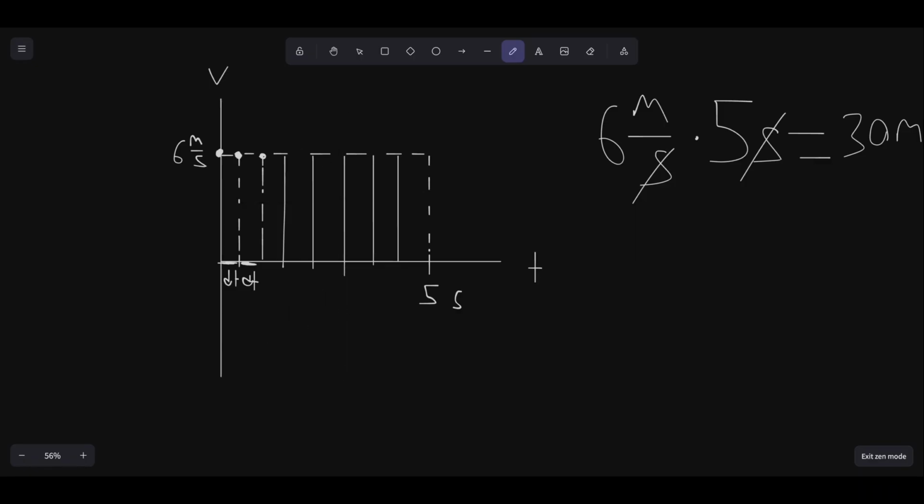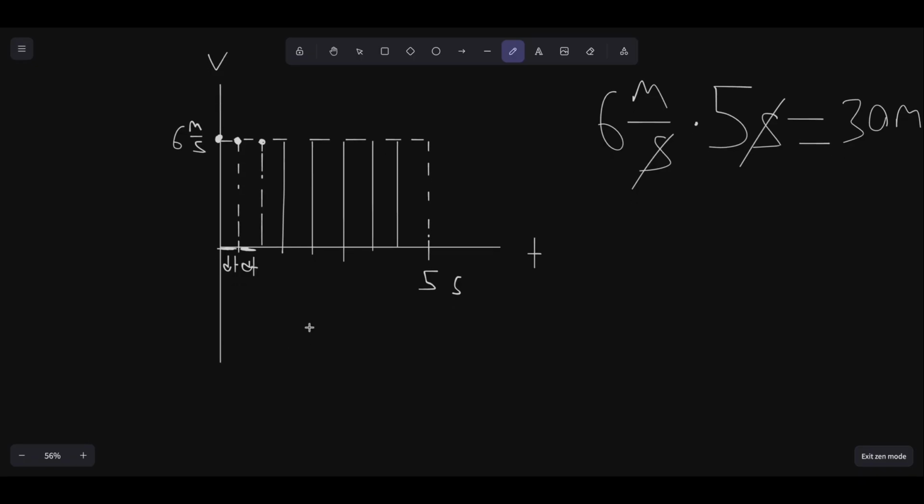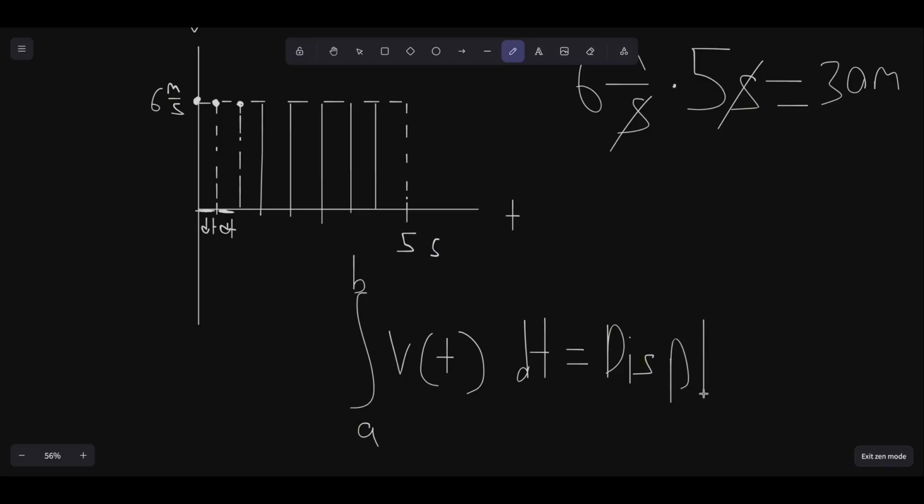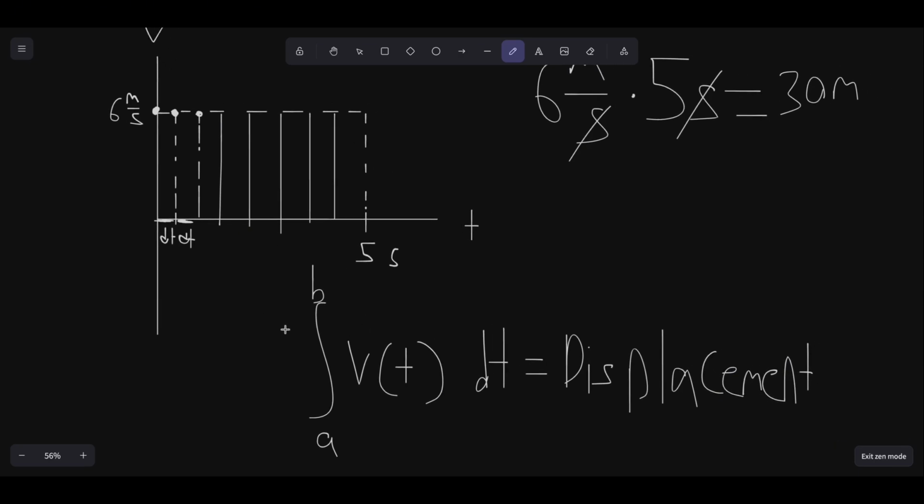And so this is where the integral comes in. We can say that the integral of this velocity function with respect to time between, let's say, a and b, is going to give me my displacement. So I hope that is clear. You can view dt as the base, and you view v of t as the height.